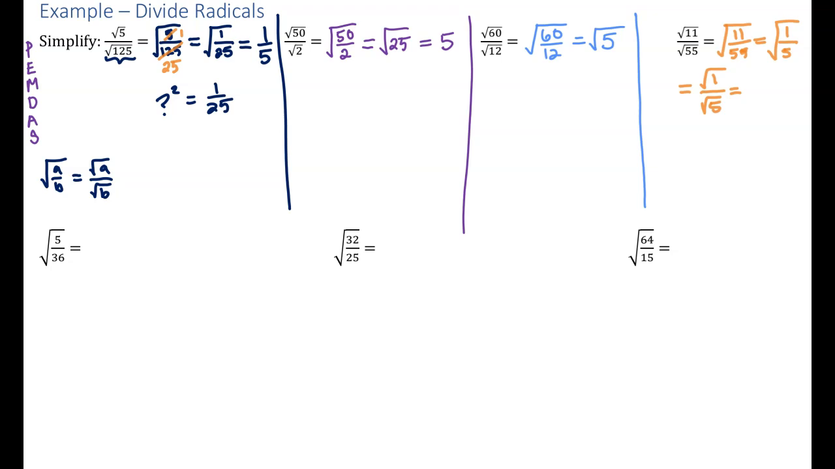But the rule says we could split that into root 1 over root 5, and the reason I think that's helpful is the root 1 is a perfect square. 1 is the perfect square, so the square root of 1 is 1, and I can at least write it without the top of the fraction under the root, which I would say is an improvement. It is a simplification.